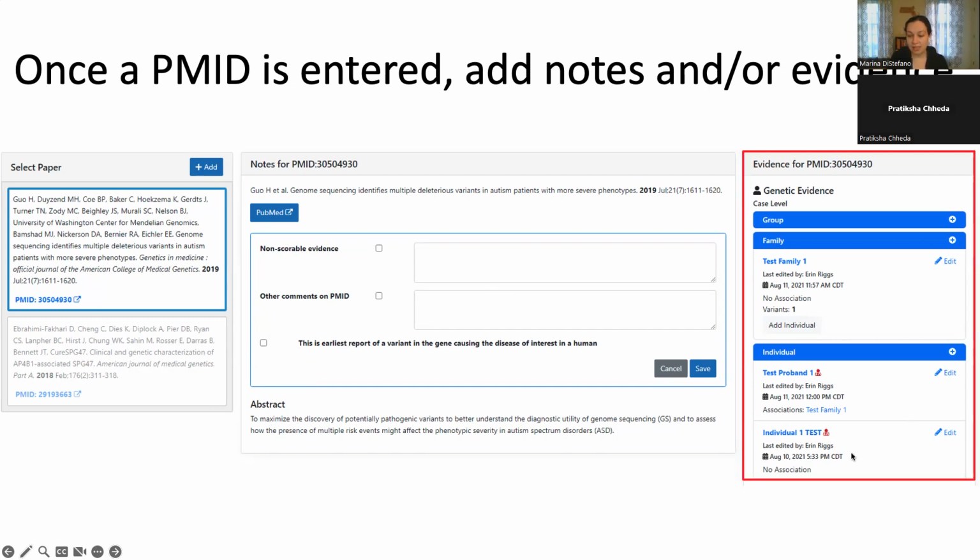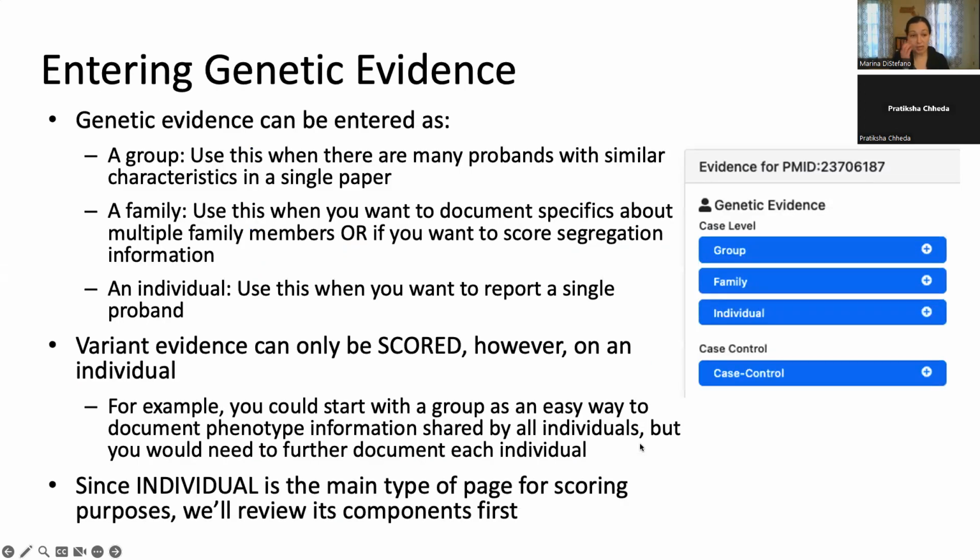And here are all the pieces of information on the side. So you can start to add genetic evidence or experimental evidence by hitting the little pluses. And once you've started to add things, you can edit them. And so we'll talk through, and then below this is also experimental evidence, but we'll talk through first adding genetic evidence. So entering genetic evidence, there are multiple levels that genetic evidence can be entered as.